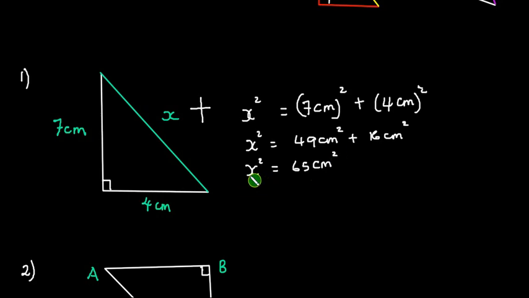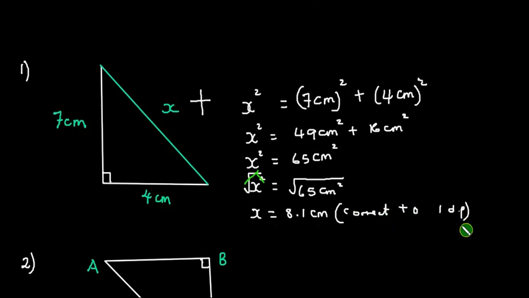At this point, we need to solve for x. Here we have a square, so we will apply the root to x squared in order to get rid of this. What we do on the left, we do on the right. The root of 65 cm squared. What happens? The root will get rid of the square. So all we have now is x. x is equal to the root of 65 cm squared, and the result is 8.1 cm, correct to one decimal place. We'll go on to the second example.